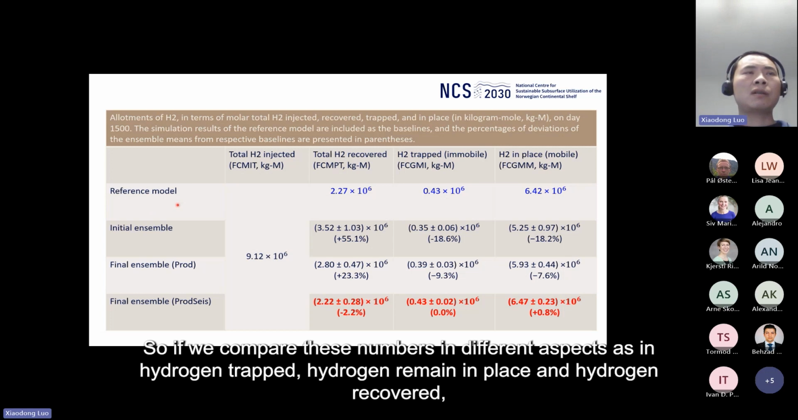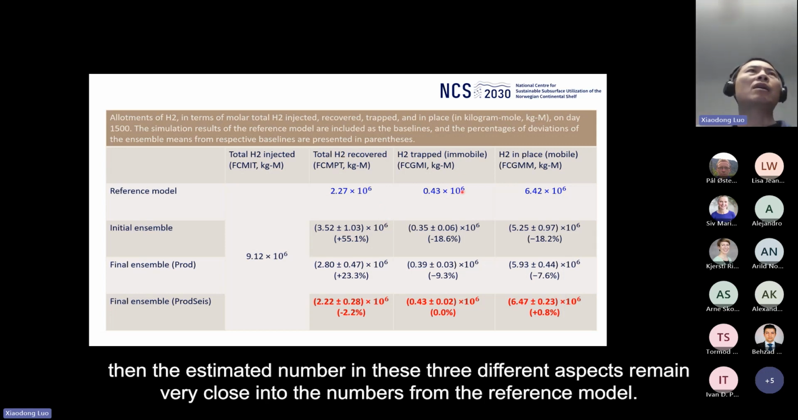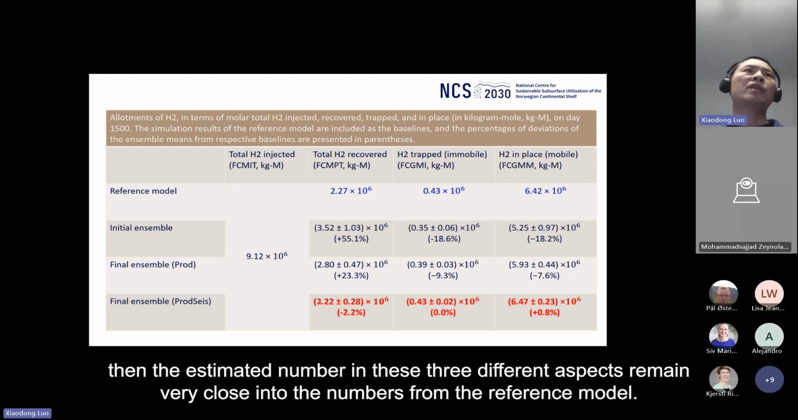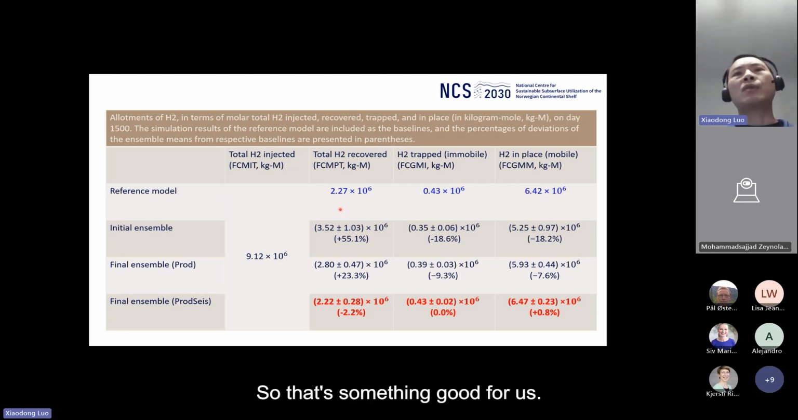So if we compare these numbers in different aspects, as hydrogen trapped, hydrogen remaining in place, and hydrogen recovered, you can see that if we use both production data and the 4D seismic data in history matching, then the estimated numbers in these three different aspects remain very close to the numbers from the reference model. Actually, in terms of percentage, the maximum estimation error is no more than 3%. So that's actually something good for us.